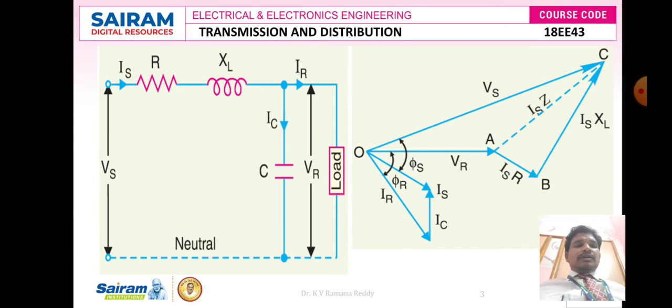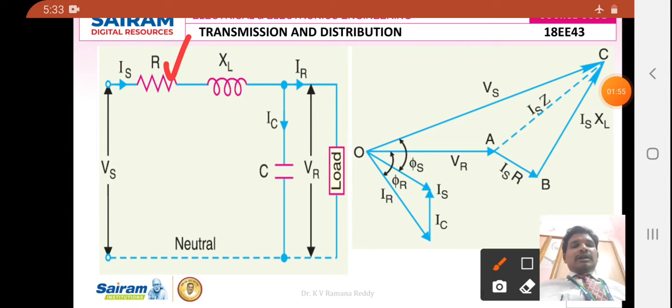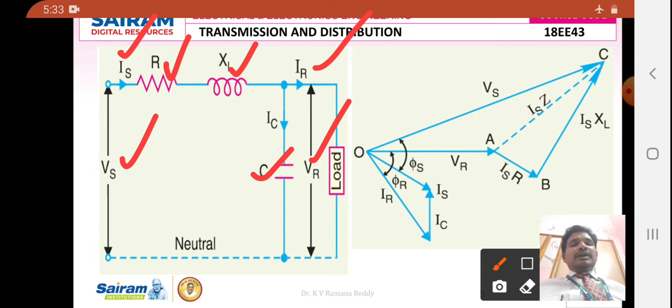Here in this figure, this is the line resistance, the line inductive reactance, and the amount of capacitance offered per unit length of the conductor for a given length of the transmission line, which is taken as a reference at the receiving end side. And here Vs is called the sending end voltage, Is is the sending end current, Ir is the receiving end current, and Vr is the receiving end voltage, and here it is the load.